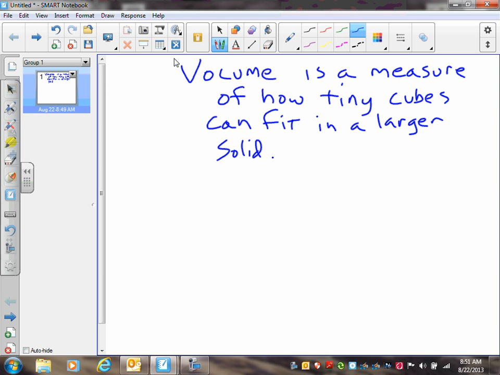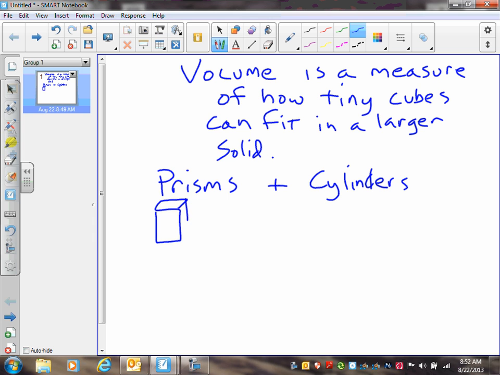A solid is a mathematical term for any three-dimensional figure. The main types we play with are prisms and cylinders. And they're nice. We only have to deal with rectangular prisms, or triangular prisms. A cylinder, soup can, classic example. Soda can, classic example.